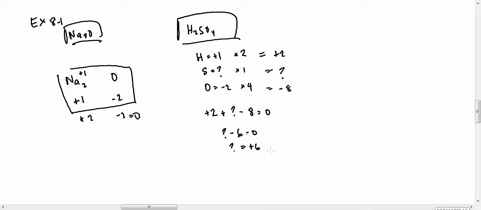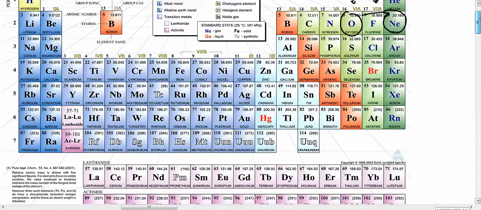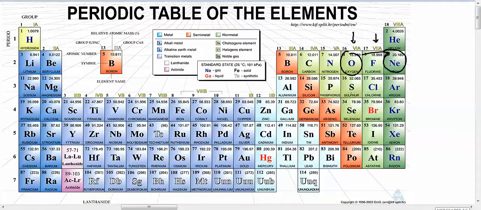And so question mark equals +6. So we know the oxidation number of hydrogen and of oxygen, and the one we didn't know, sulfur, is equal to +6. So apparently, with the sulfur, instead of gaining an extra 2, he had the option of losing 6. And in this particular case, that's exactly what he did.